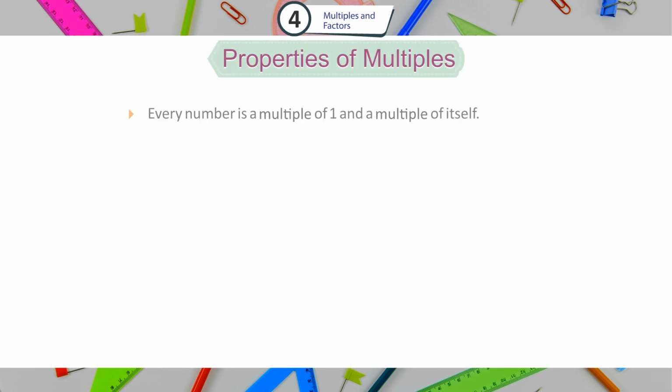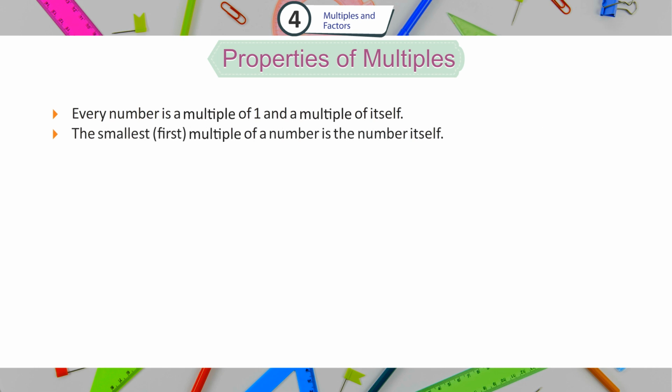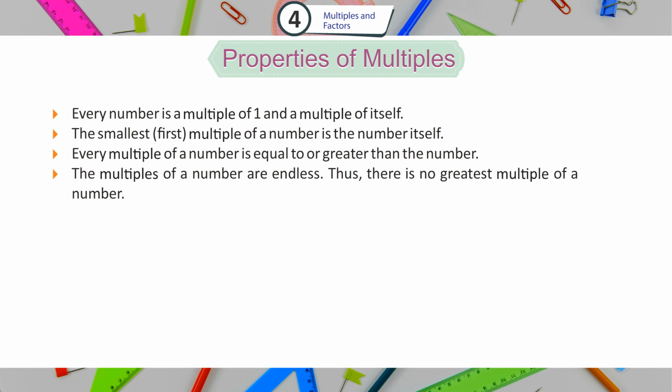Properties of multiples. Every number is a multiple of 1 and a multiple of itself. The smallest, first multiple of a number is the number itself. Every multiple of a number is equal to or greater than the number. The multiples of a number are endless. Thus, there is no greatest multiple of a number.